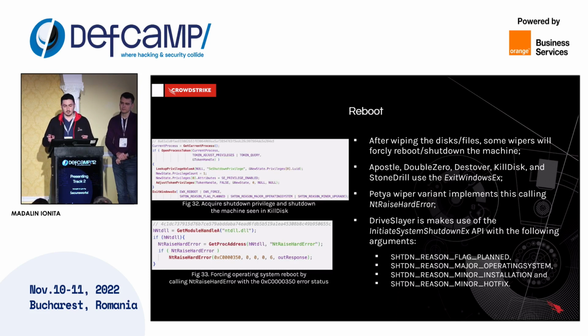The final nail in the coffin, so to speak, is rebooting the operating system after the wiping routine has finished. Most of the wipers use the standard Windows API ExitWindowsEx, which will just reboot the operating system depending on the flags, or just shut it down. Petya calls NtRaiseHardError, which will trigger a blue screen, and DriveSlayer will call the InitiateSystemShutdownEx API with different flags. After the reboot or the shutdown, the operating system isn't bootable anymore, so you know you have a problem.